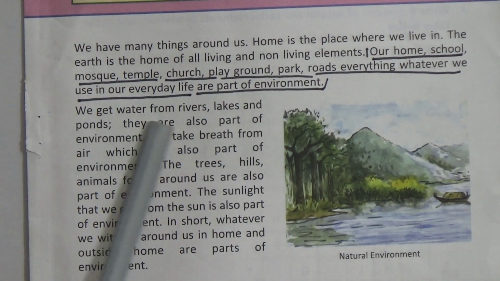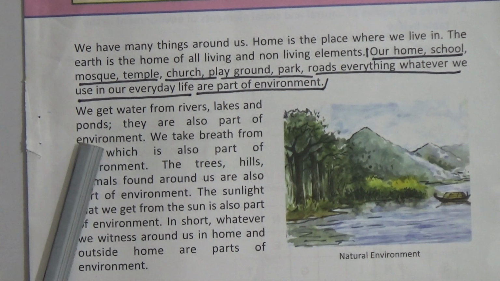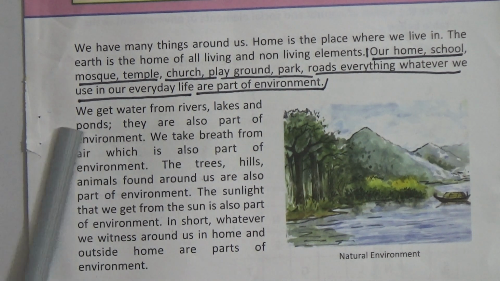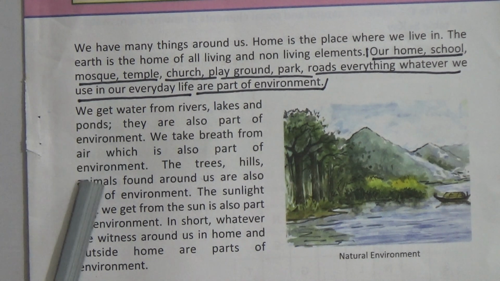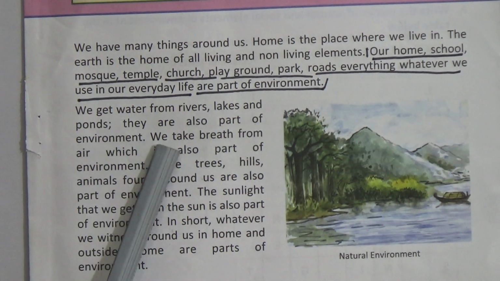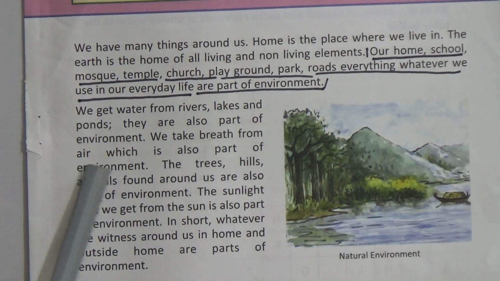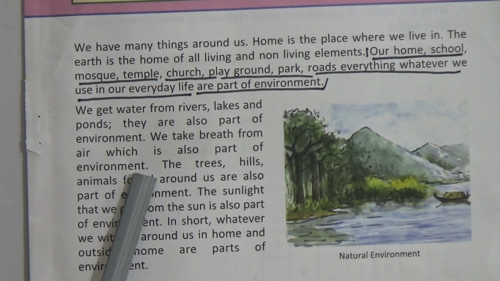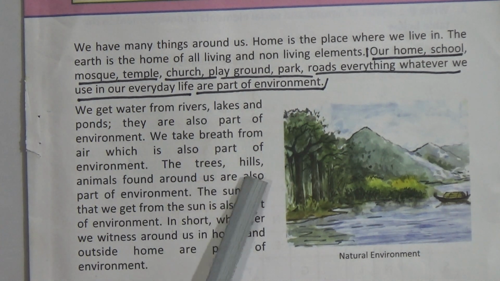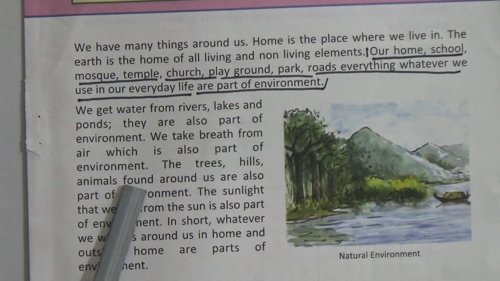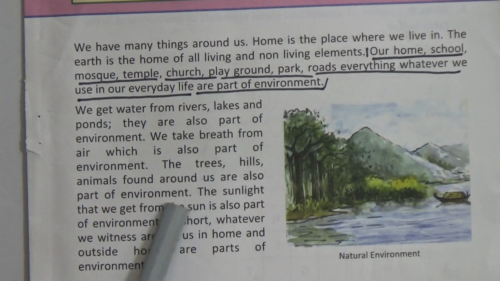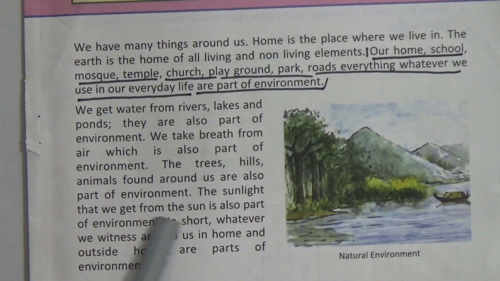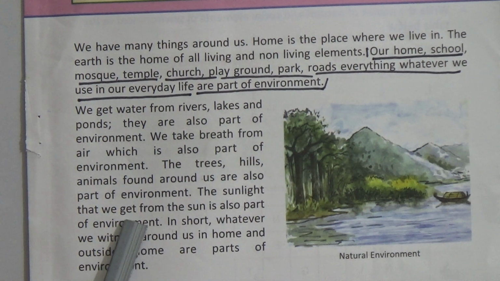We get water from rivers, lakes and ponds. They are also part of environment. We breathe air, which is also part of environment. The trees, hills, animals found around us are also part of environment. The sunlight that we get from the sun is also part of the environment.